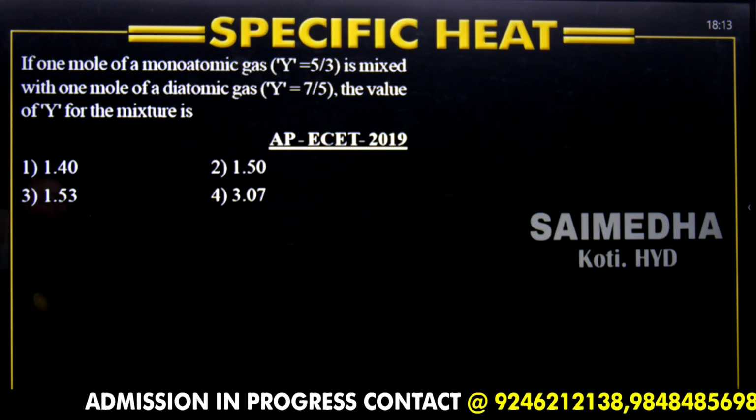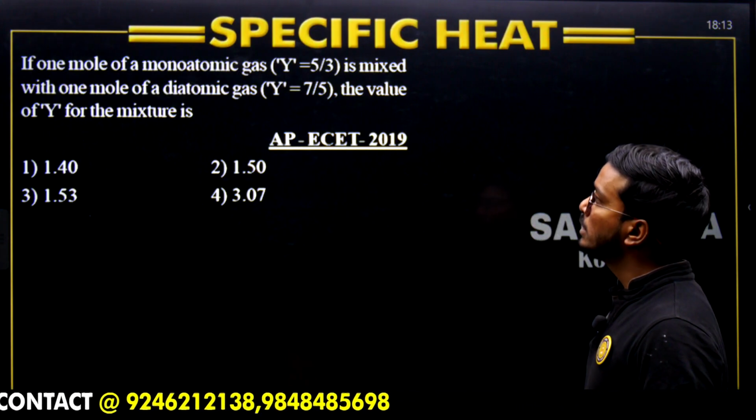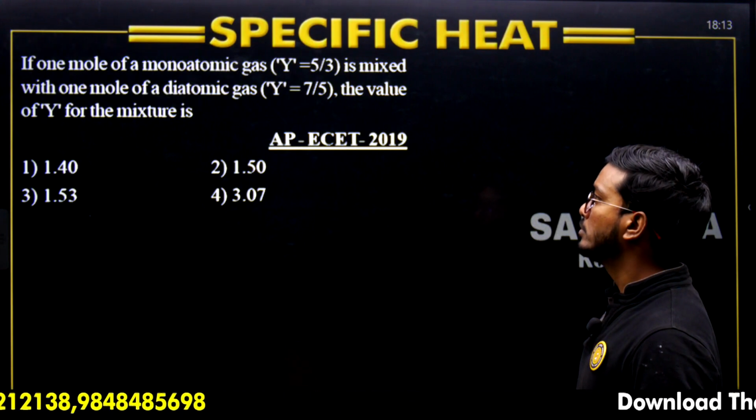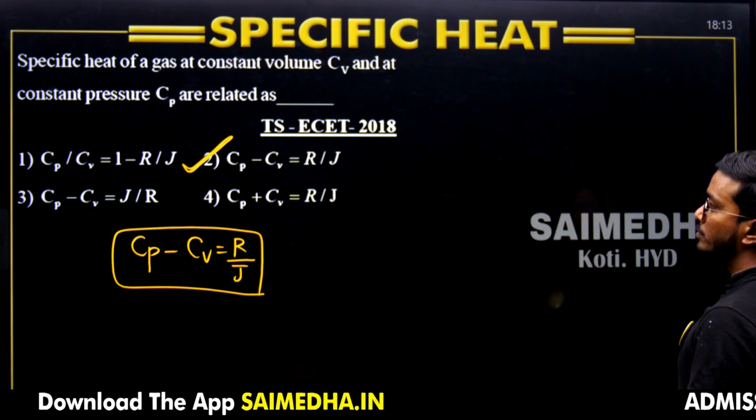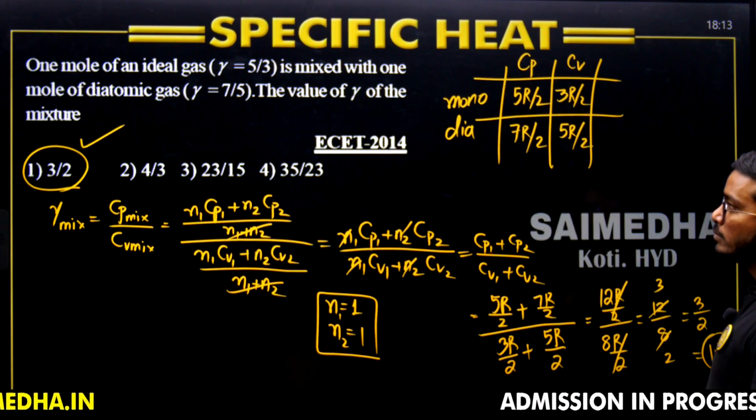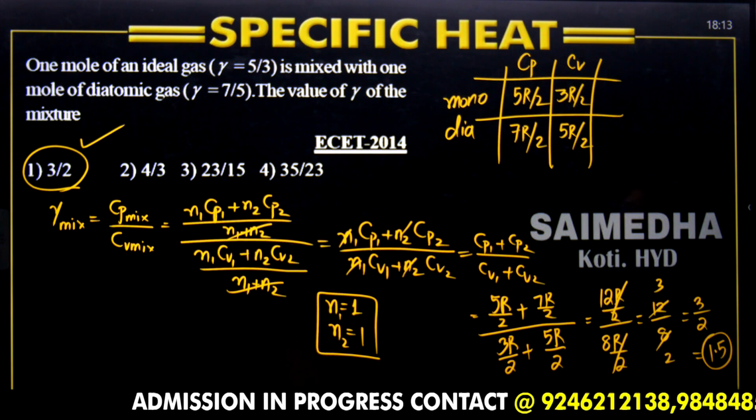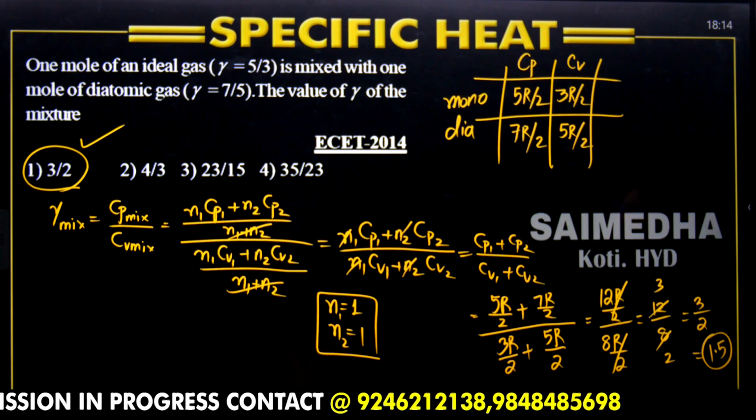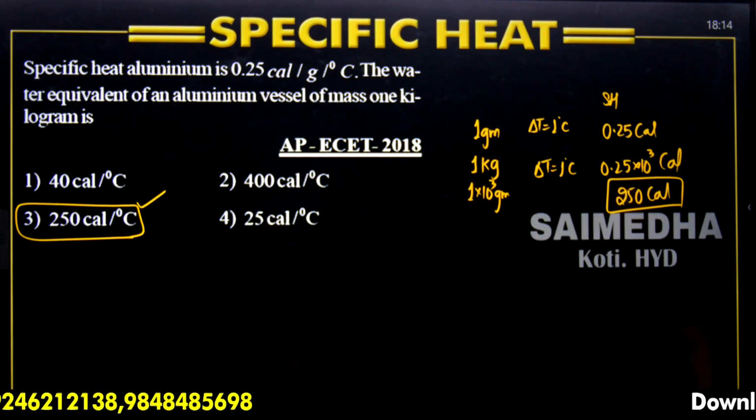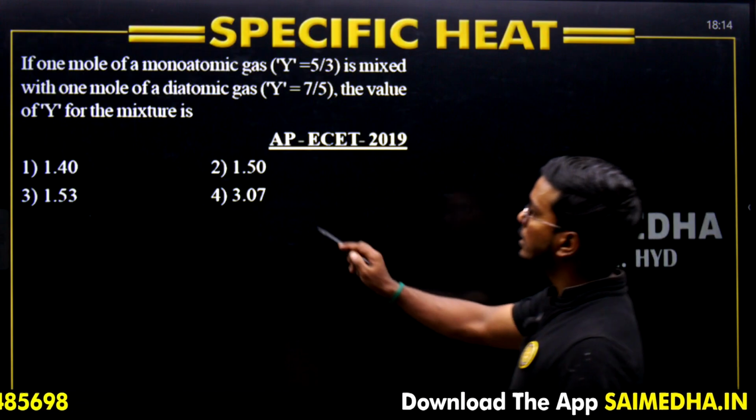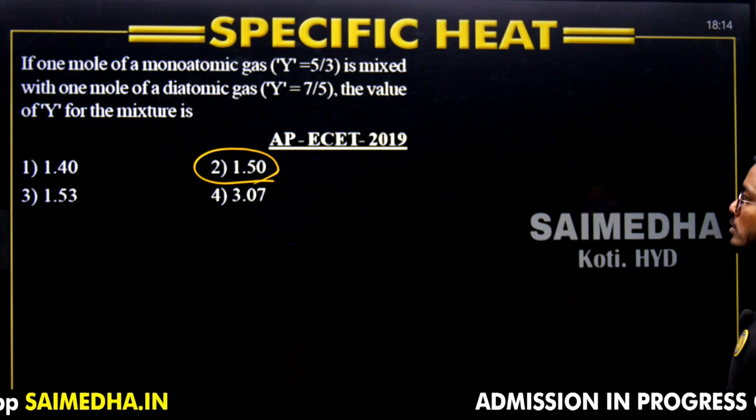Next question. Monoatomic gamma value is 5 by 3 mixed with diatomic gamma 7 by 5. Then gamma for the mixture is equal to? Just now we have seen this question. The answer was 3 by 2, right? It is a repeatedly asked question. Gamma is 5 by 3, gamma 7 by 5. What is the gamma of the mixture? The answer is 3 by 2, 1.5. So here I can directly write the answer. If 1 mole of monoatomic and 1 mole of diatomic are mixed with each other, then the answer is going to become 1.5.